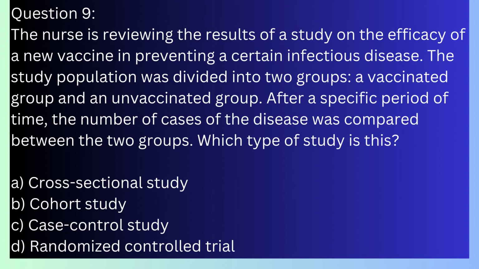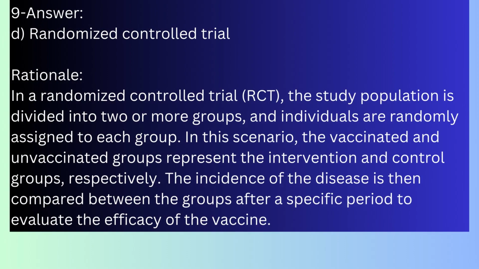Question 9. The nurse is reviewing the results of a study on the efficacy of a new vaccine in preventing a certain infectious disease. The study population was divided into two groups, a vaccinated group and an unvaccinated group. After a specific period of time, the number of cases of the disease was compared between the two groups. Which type of study is this? A. Cross-sectional study. B. Cohort study. C. Case control study. D. Randomized controlled trial. Answer: D.